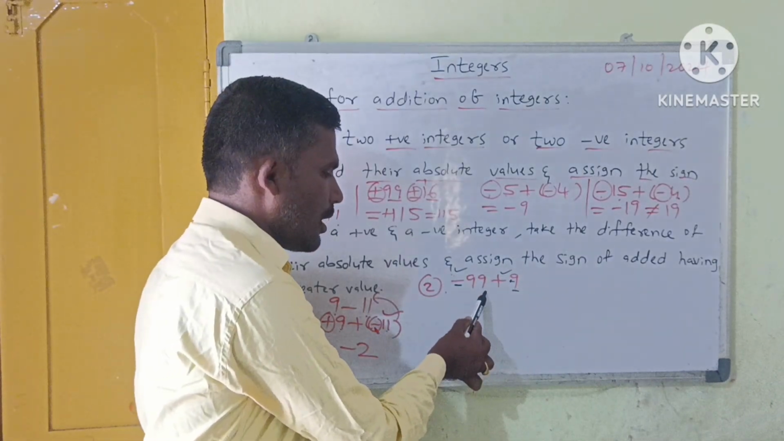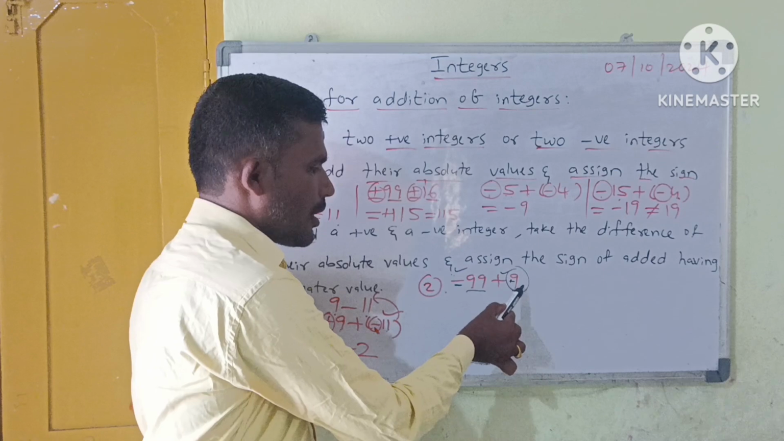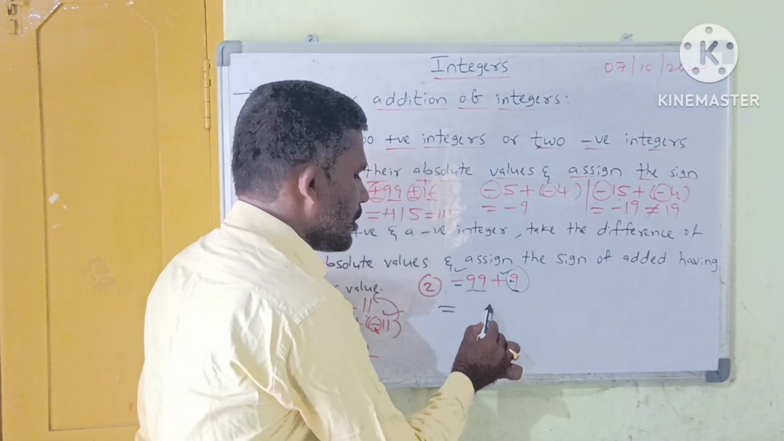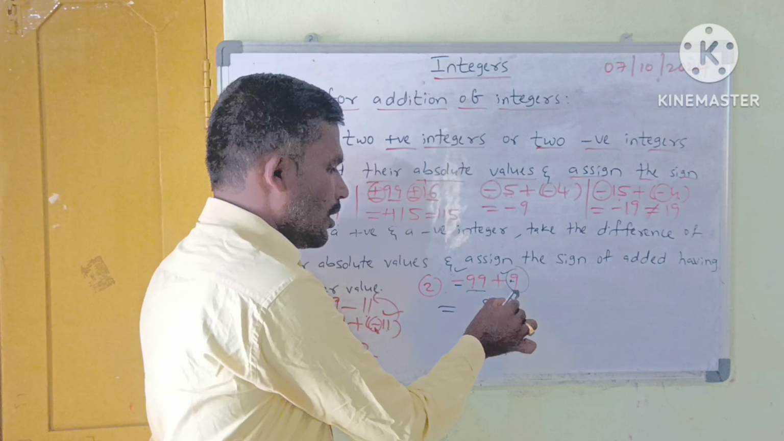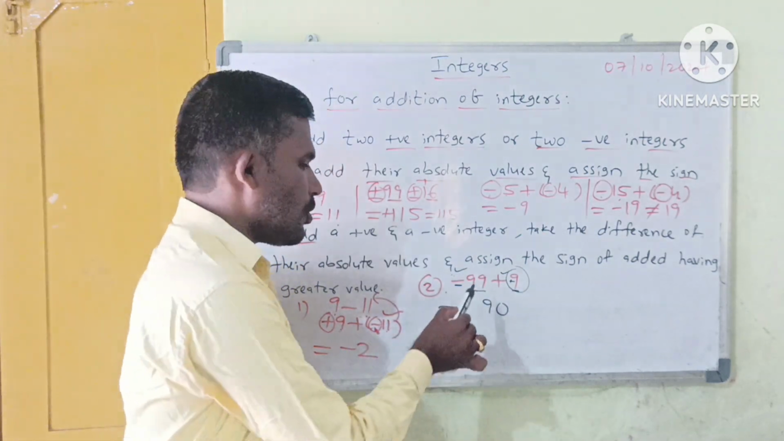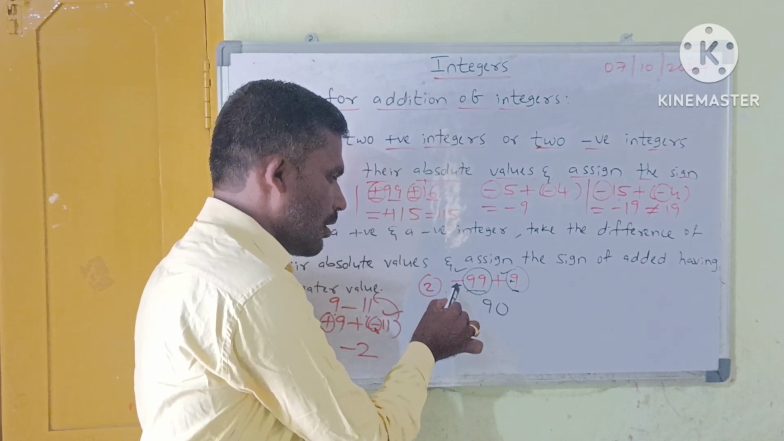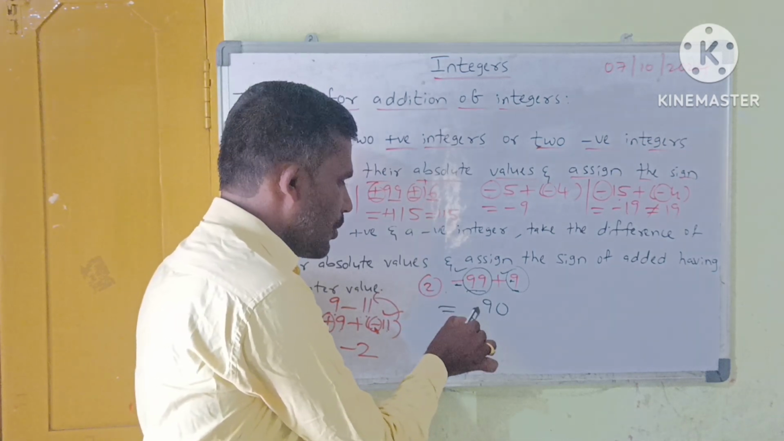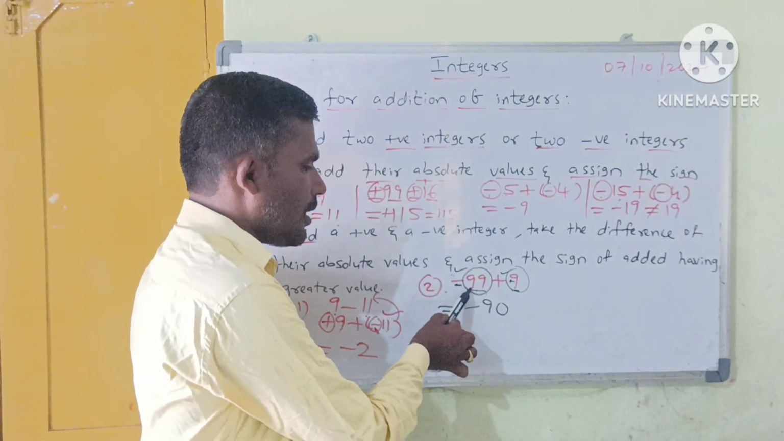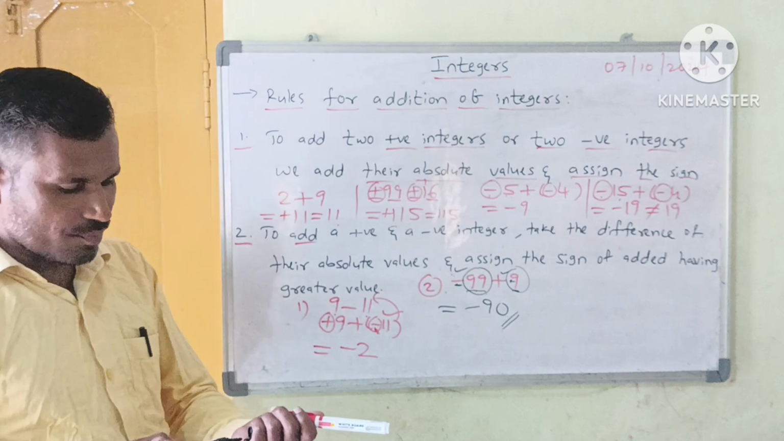So difference is here 99, here 9. So from the 99 you have to subtract the value 9. So 99 minus 9 is nothing but 90. And in the given two numbers, which value is greater? So 99 is a greater value. For 99, which sign is here? Minus. So this minus here also you have to take. So therefore minus 99 plus 9 is minus 90, that is the answer.